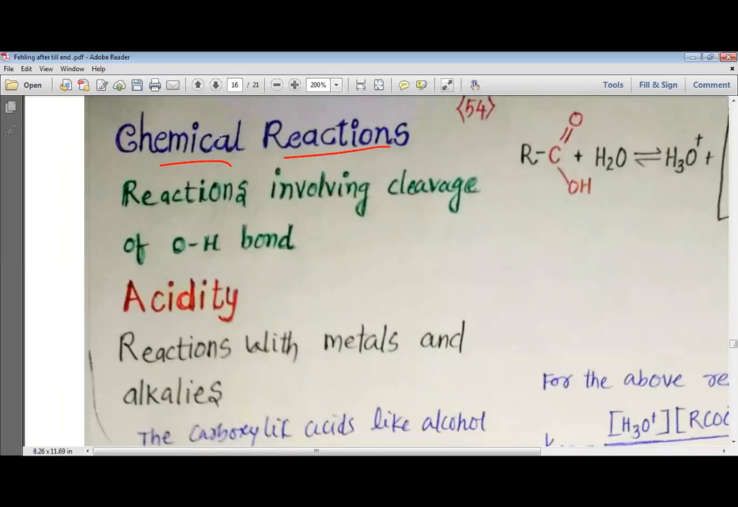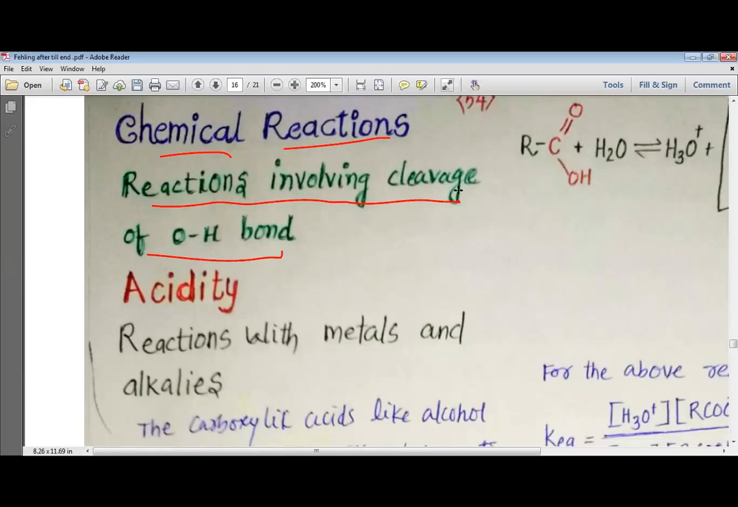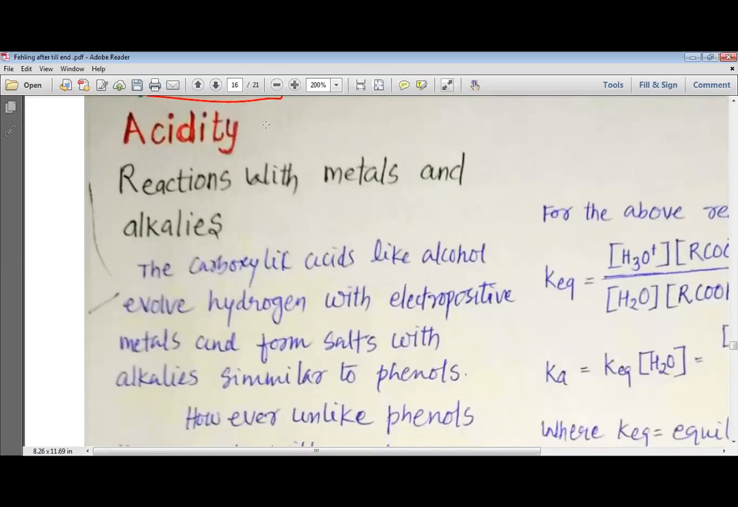Now, my dear students, we are going to study the chemical reactions of these carboxylic acids. The first type of chemical reaction that we have is the one that involves the cleavage of the OH bond. First, let's look at the acidity. Reaction with the metals and alkalis.